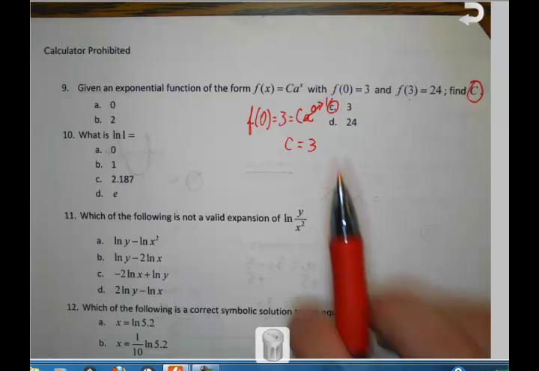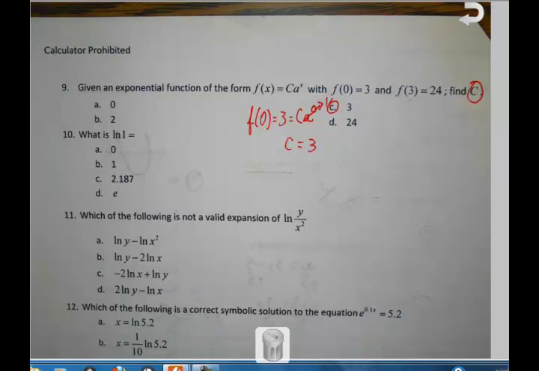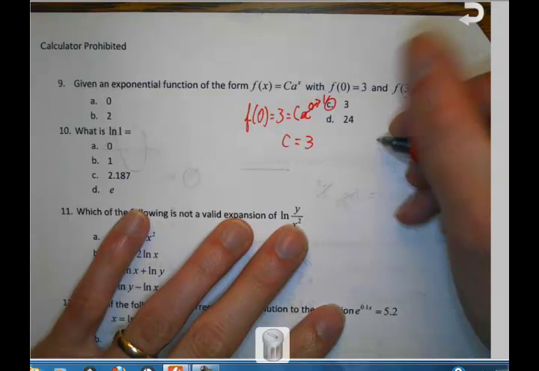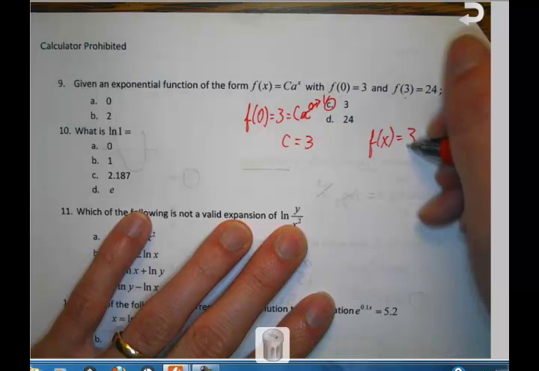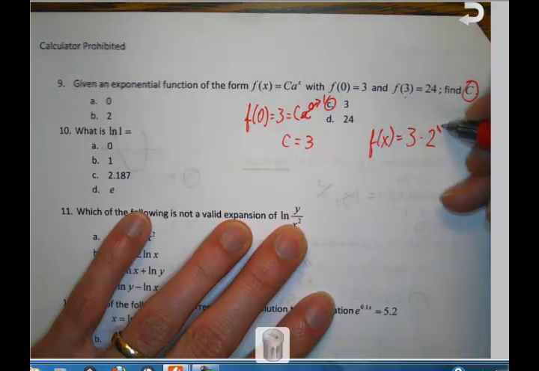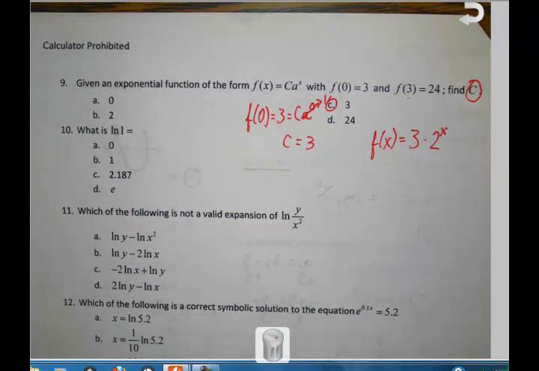Now, to go from 3 to 24 is to multiply by 8, and that was after 3 iterations. The base was actually 2. The function is actually f of x equals 3 times 2 to the x. But in this case, they were only asking for the leading coefficient.